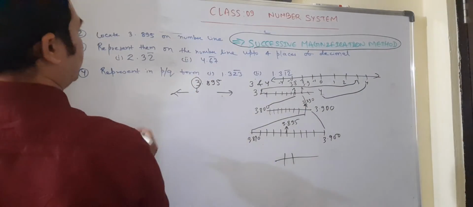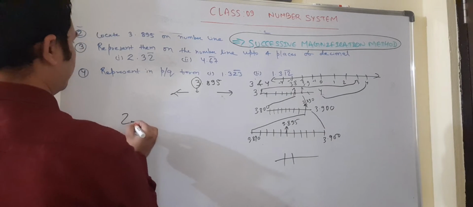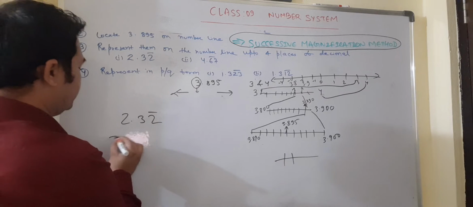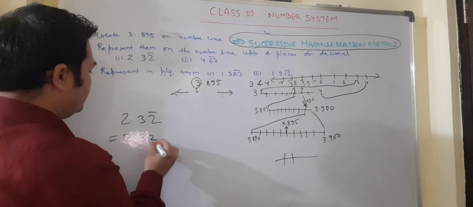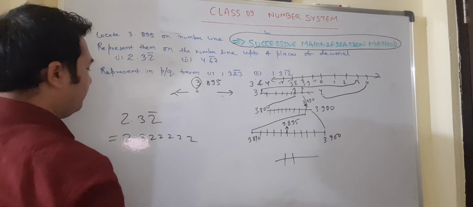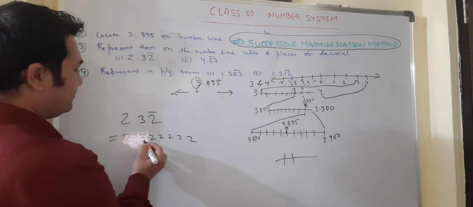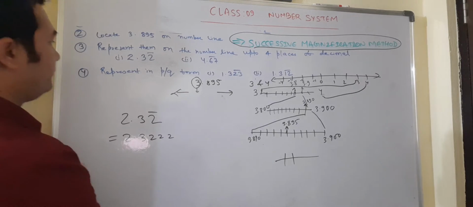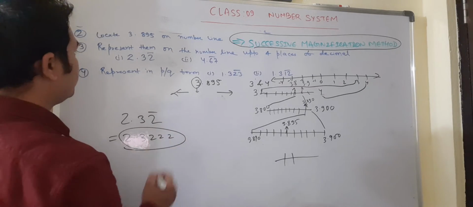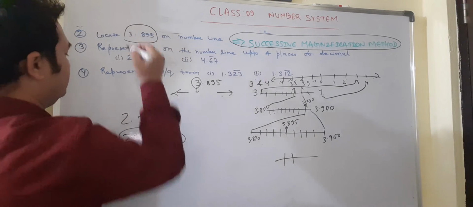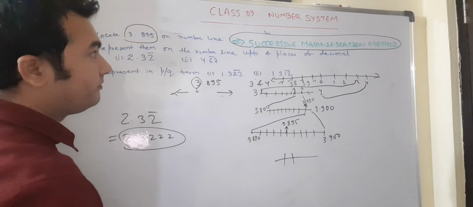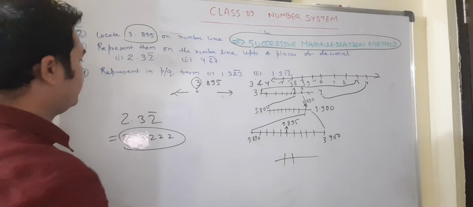Next, present them on the number line up to 4 places of decimal. See, 2.32 repeating, 4 places of decimal. What will it be? This number is 2.32222, and we have to take only 4 places after the decimal. So it is 1, 2, 3, 4. Remove the rest. You have to represent this point only. This question is similar to the previous question. You can use the successive magnification method and solve this.